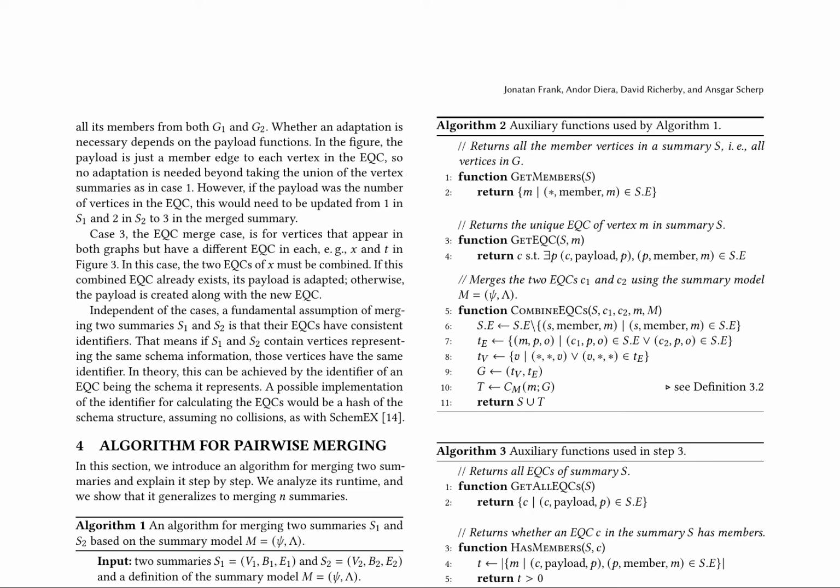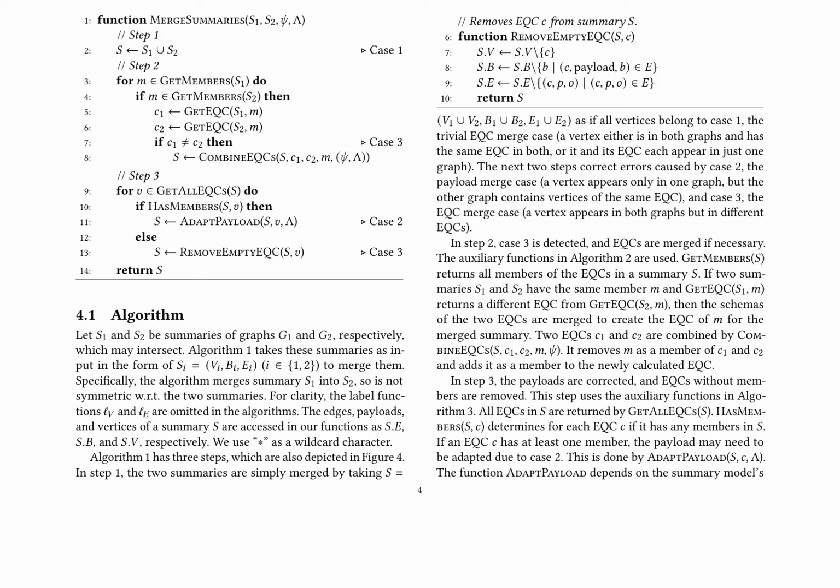In this context, EQCs are considered consistent if they have identical identifiers, which can be achieved by hashing the schema structure. The second step detects case 3, where a vertex appears in both graphs but has different EQCs. The EQCs are merged using the summary model, and the resulting EQC is added to the merged summary. This process ensures that EQCs are consistently represented across the merged summary.